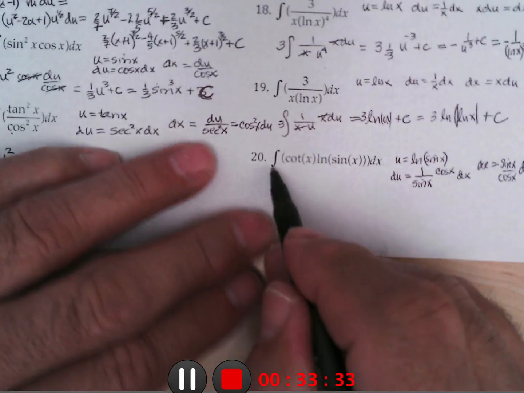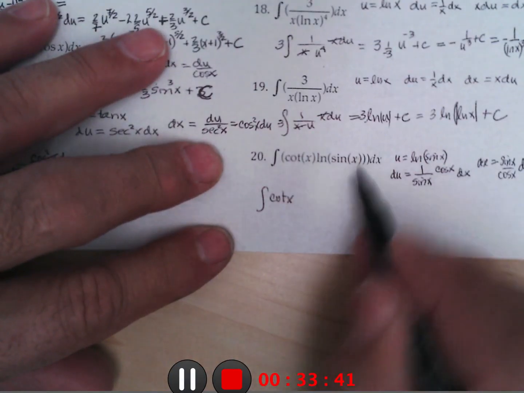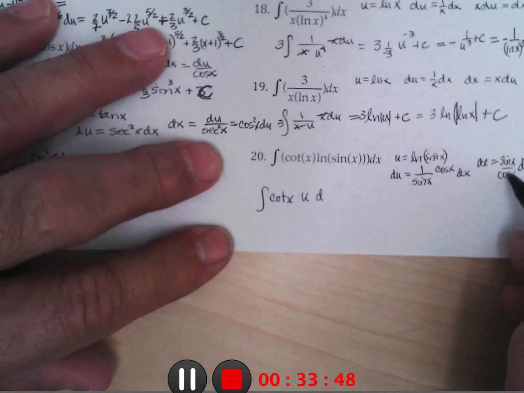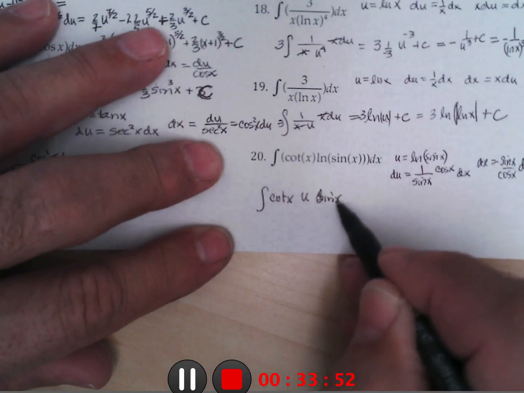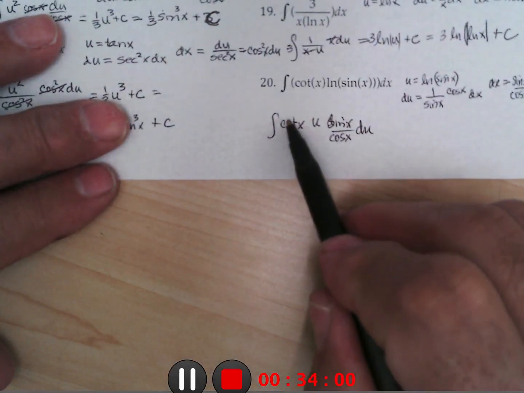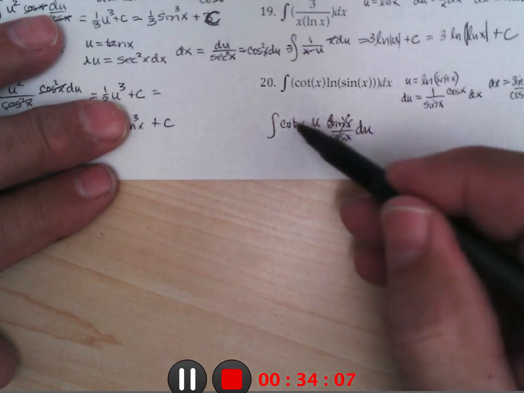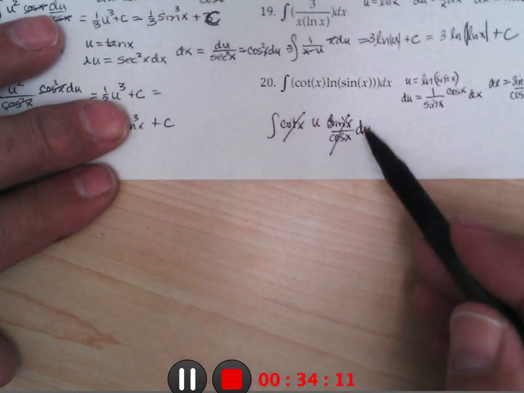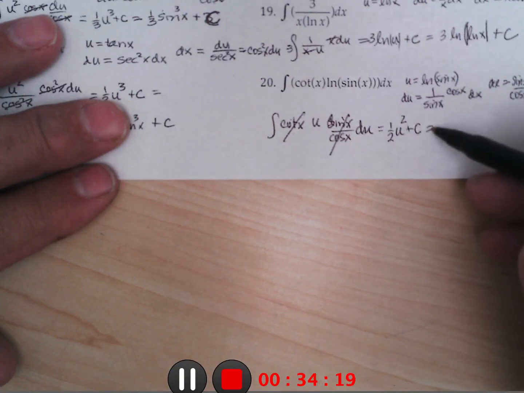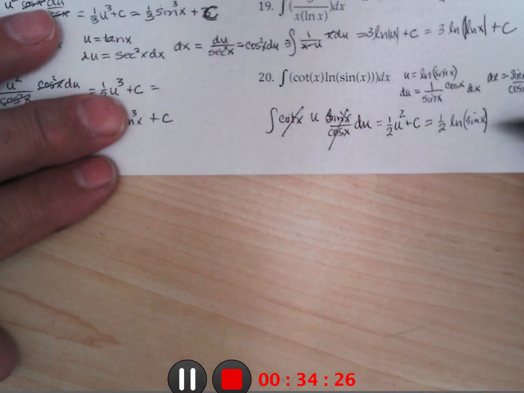So this is the integral of cotangent x, that's u, and dx is equal to sine x over cosine x du. Well, cotangent is cosine x over sine x times sine x over cosine x. These are going to cancel. So I just have the integral of u du, which is 1/2 u squared, plus c. So this is going to be 1/2 ln of sine x, squared, plus c.